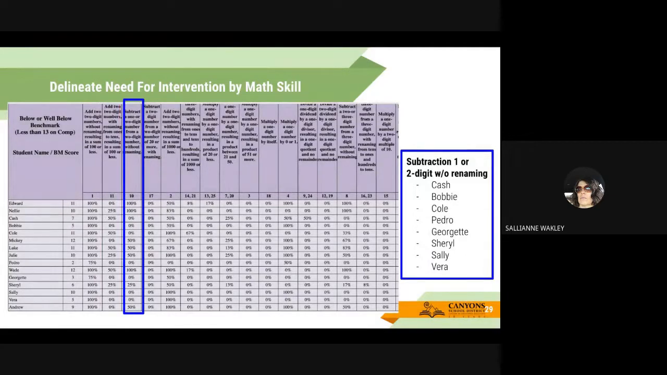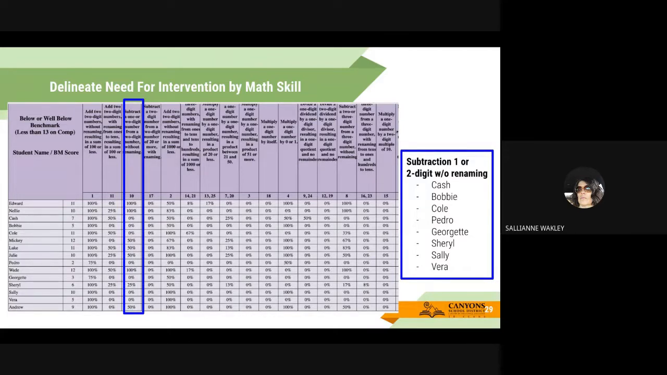versus the next slide, where we have some students who've already mastered this. So I don't need to reteach my whole class this subtraction with one or two digit without renaming. I just need to pull this group of students back and work with them. If my list is longer than I want it to be, this might be two different groups during skill-based time that I can work with rather than a whole class.